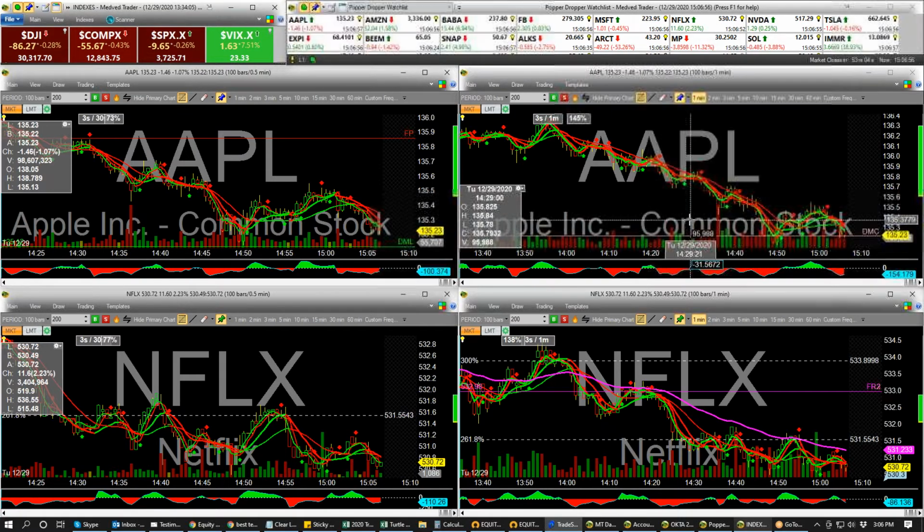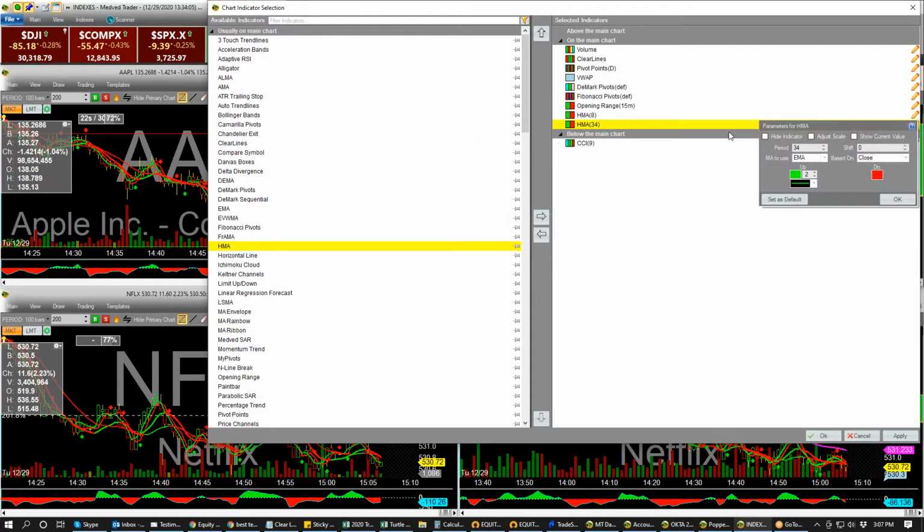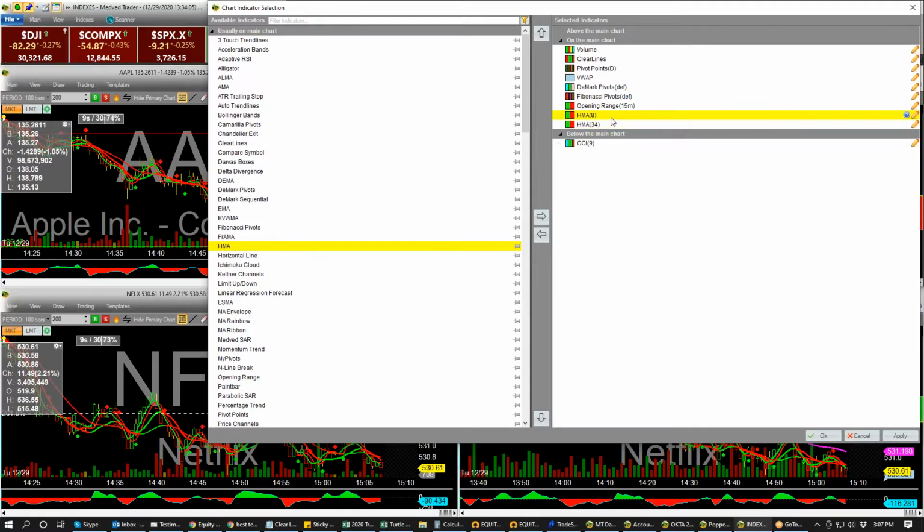Okay. On the HMA, so we have one in there already. So you'll go to add edit indicators. You'll add a second HMA, which is up here, right here. So the first HMA that we already were using was a 34 period based on an EMA. And then the new one is an HMA 8 period based on an SMMA.